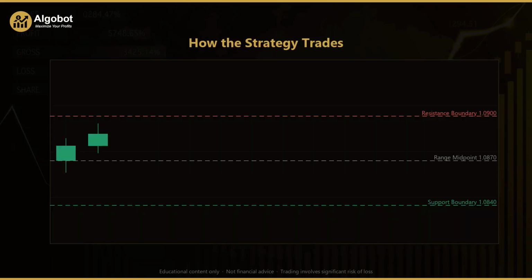Now let's bring it all to life on the chart. Across the screen, you can see our balance range drawn with 3 dashed lines. The resistance boundary up at 1.0900, the support boundary down at 1.0840, and the range midpoint sitting between them at 1.0870. These boundaries come from the highest high and the lowest low of the recent lookback window, and the space between them is the rotation zone the strategy wants to trade.